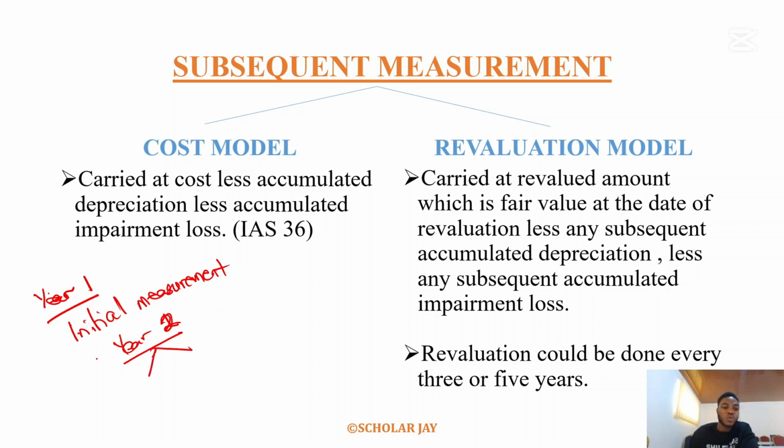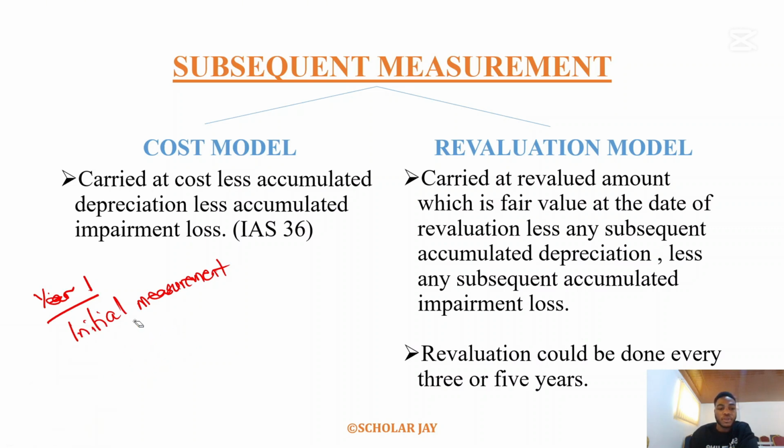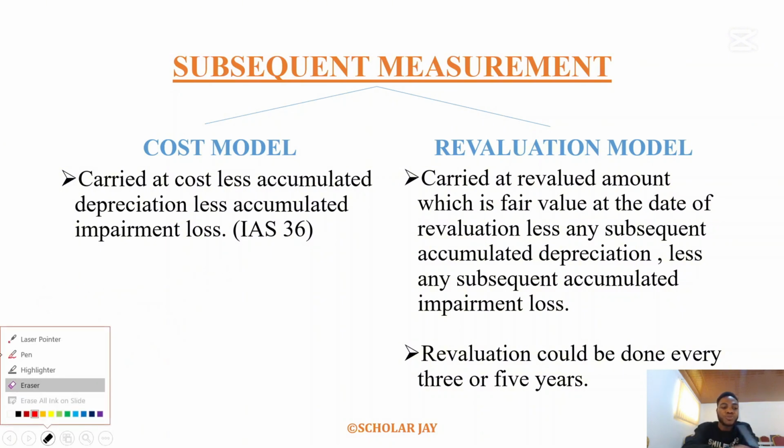And this is where we talk about the cost model and then the revaluation model. Now, the cost model is very straightforward here. The cost model simply says that you take the cost of the asset, and any form of depreciation and any form of impairment loss, subtract it from it for you to arrive at the carrying amount. Are you with me? Good.